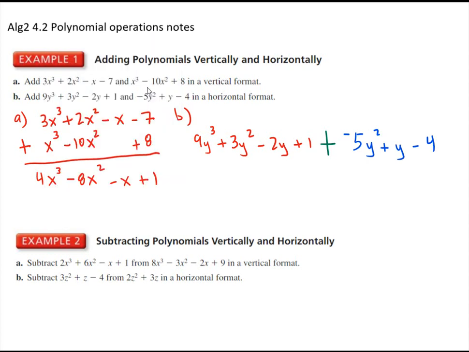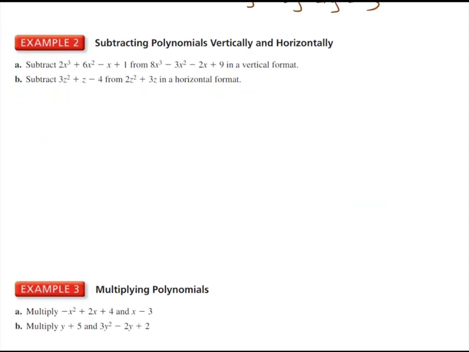So our answer is going to be 9y to the third. Now, the y squares are like terms, so that will give us negative 2y squared. The minus 2y and the positive y are like terms, that will give you negative y. Then we have the positive 1 and the negative 4, those are like terms, that gives us negative 3. And so that's how you would set up the problem horizontally if you wanted to add them.